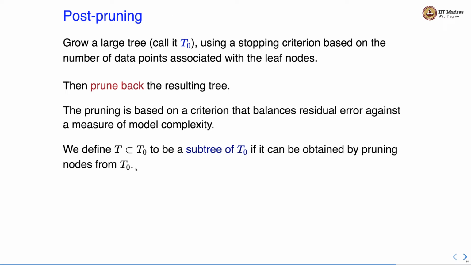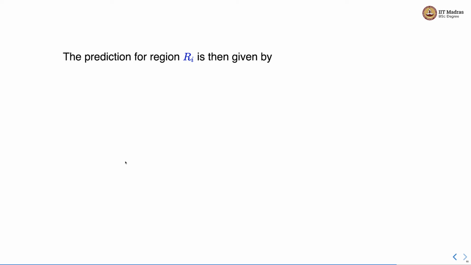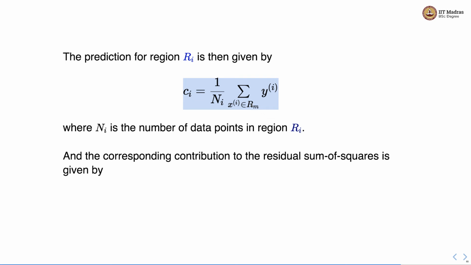Let's define T, which is a subset of the larger tree, T0, and it is obtained by pruning the nodes from T0. The prediction for region Ri in this particular pruned tree is given by the average prediction in the region, and the corresponding residual sum of error can be calculated by taking the square of the difference between the predicted value and the actual value. Let's call it Qi(T).